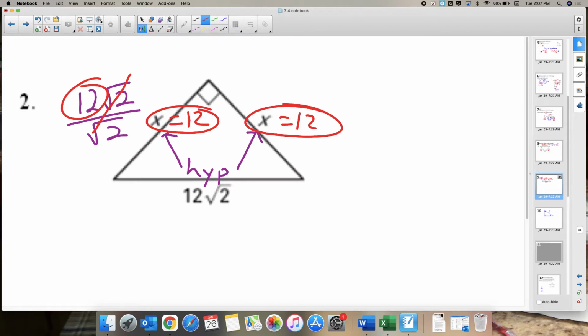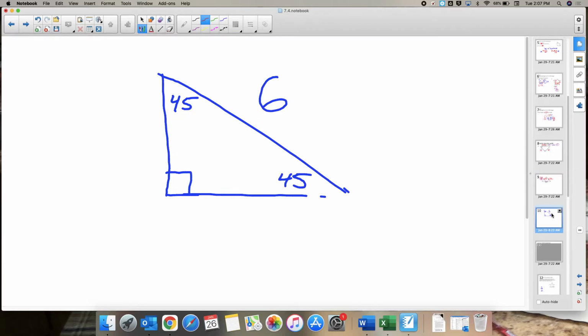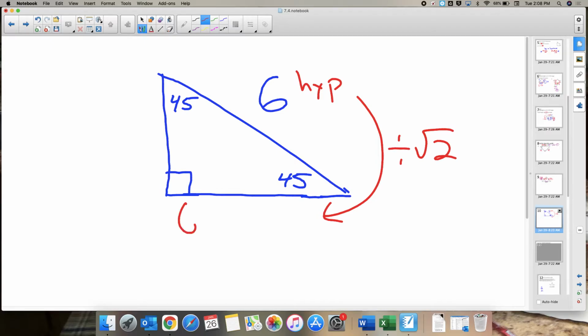Right. Now there is one other possibility that we need to explore. Here, when I divided by the square root of 2, they canceled each other out. What happens if they don't? For instance, here I am given the hypotenuse. To get back to a leg, I have to divide by the square root of 2. So I take my hypotenuse and I divide it by the square root of 2. Now it doesn't cancel out. But I do need to do something to it. I can't just leave it like this.